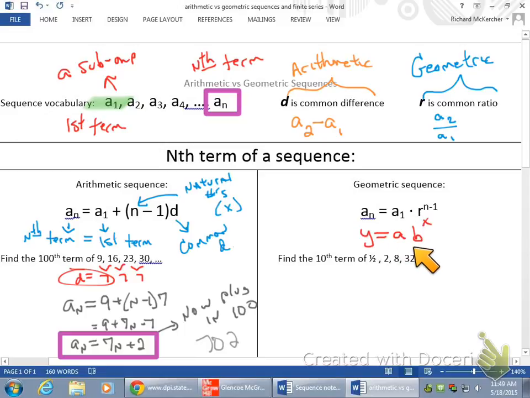Alright, for the geometric sequences, I hope you recognize how closely related this is to an exponential. Look, a times b to the x, they really are so very close to the same. And if you remember what the graphs look like, it is exponential. So like before, a sub n is the nth term, a sub 1 is the first term, and of course r is your common ratio.